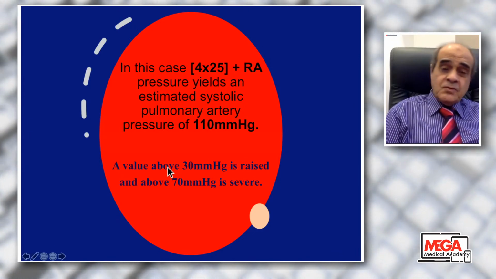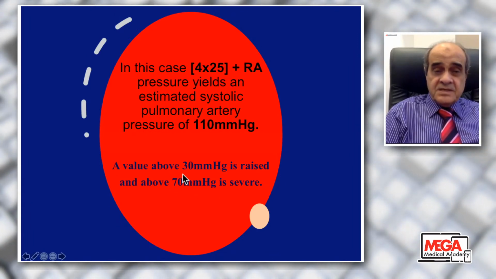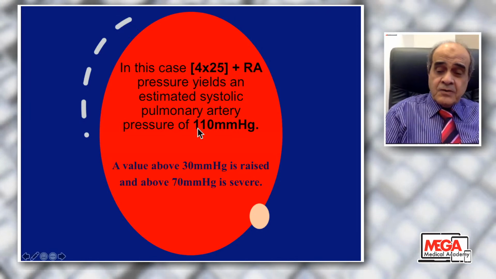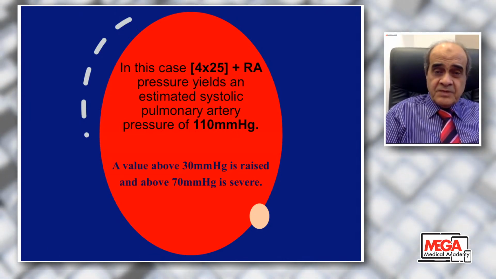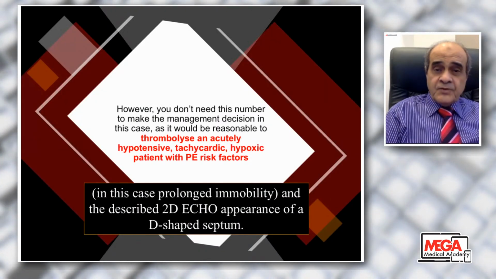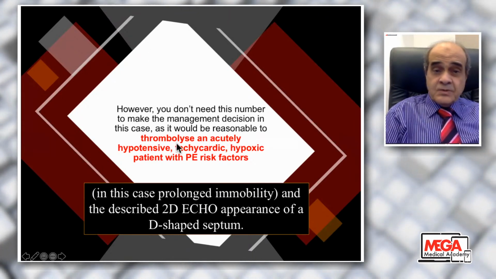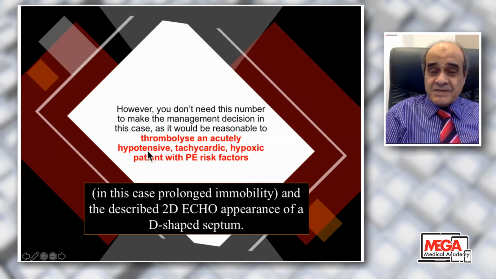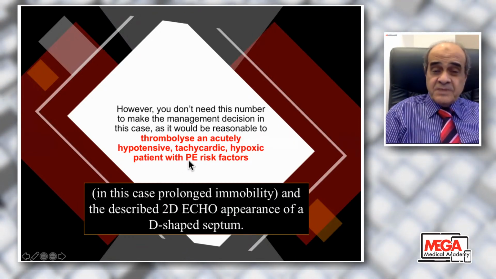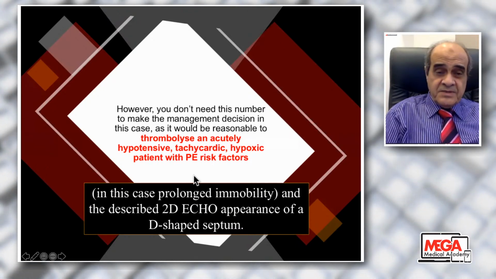The normal, as we know, does not exceed 20-25 millimeters of mercury, and above 70 millimeters of mercury is severe. And even without this calculation, as I told you, from the clinical scenario we have to give the thrombolytic, especially in a bedridden and immobilized patient. However, you don't need this number to make the management decision in this case, as it would be reasonable to thrombolyse an acutely hypotensive, hemodynamically unstable, tachycardic, hypoxic patient with PE risk factors, and the risk factors, as I said, are immobility and being bedridden for a long time.